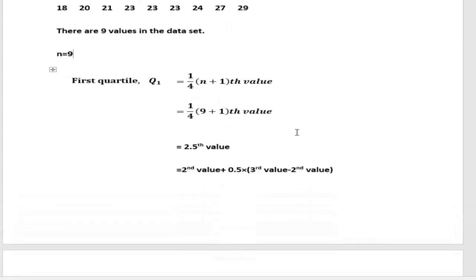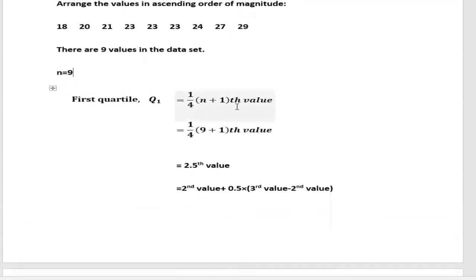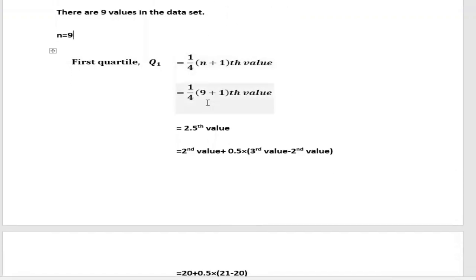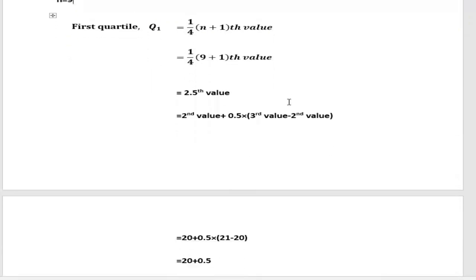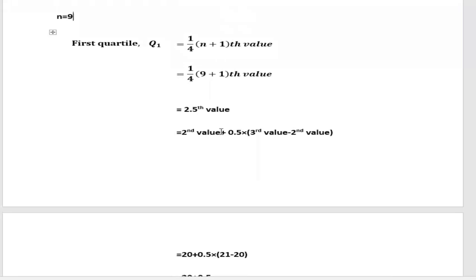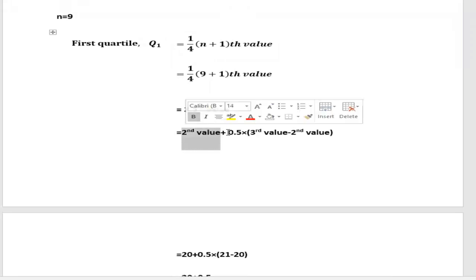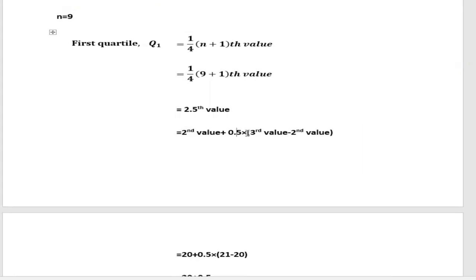For the first quartile, we use the equation (n plus 1) divided by 4. Here n equals 9, so 9 plus 1 divided by 4, we get the 2.5th data value. For 2, we take the second value plus 0.5 multiplied by the third value minus the second value.